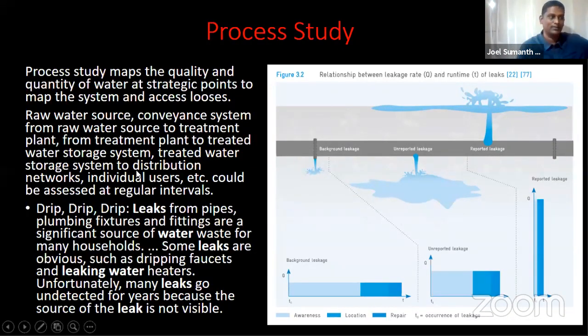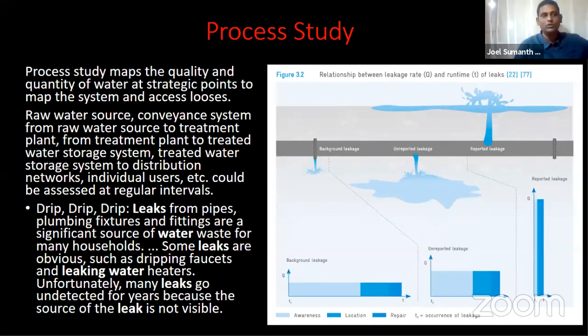So when you're talking about leaks, you have basically three types of water leakages. One is called background leakages. Background leakages are things which we do not see and it is happening, like maybe a small crack in the pipe which is underground and it is continuously leaking. Then you have unreported leakages. We all must have seen that on the roads there is always water leaking through some pipe, there is always water leaking through some rooftop. So these are unreported leakages.